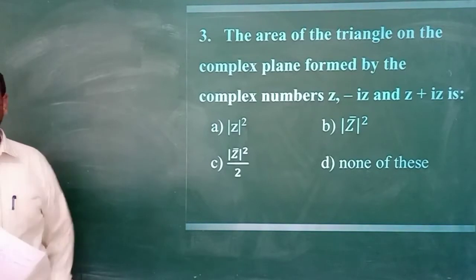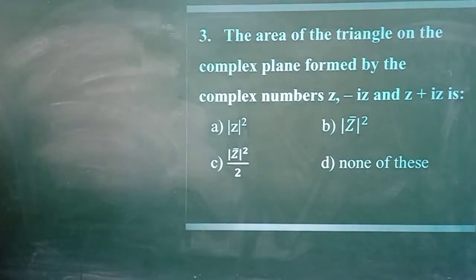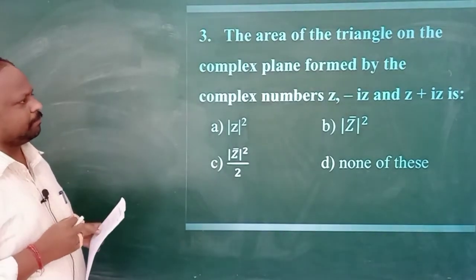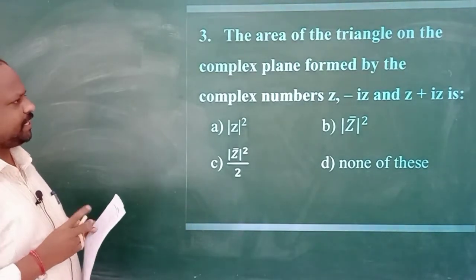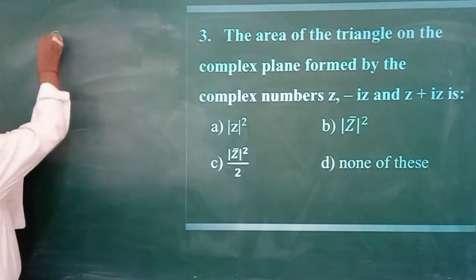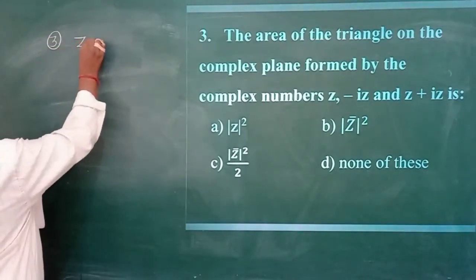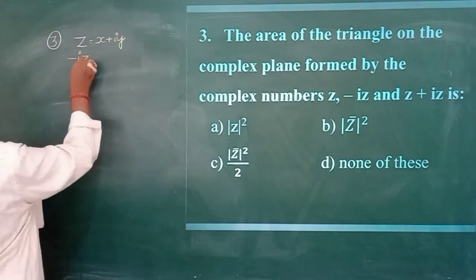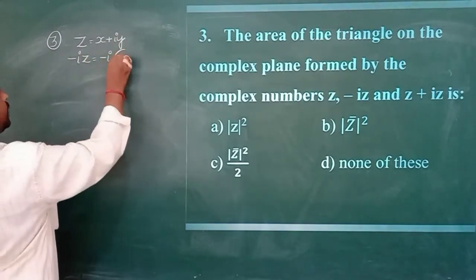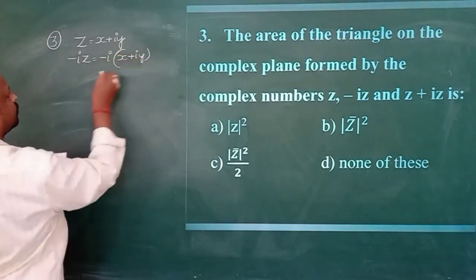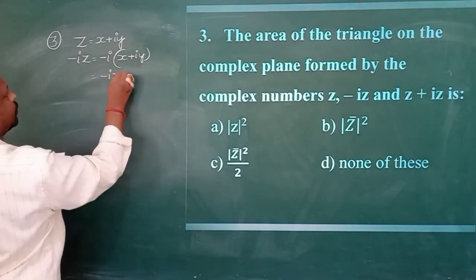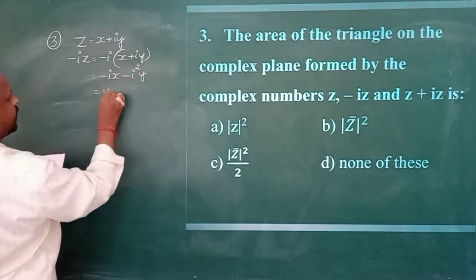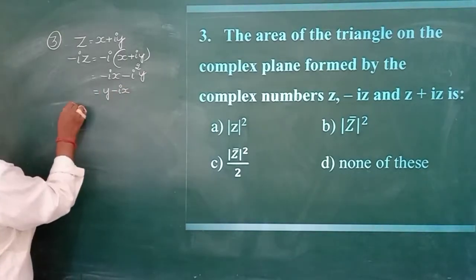Question number 3. The area of triangle on the complex plane formed by the complex numbers z, minus iz and z plus iz is. So here, for the area of triangle, first z is x plus iy and minus iz, minus i times z, will be x plus iy minus ix minus i square y. So this will be y minus ix.